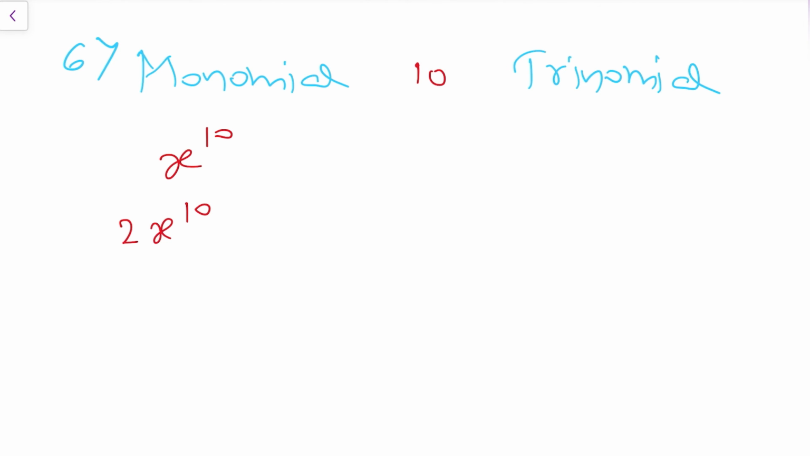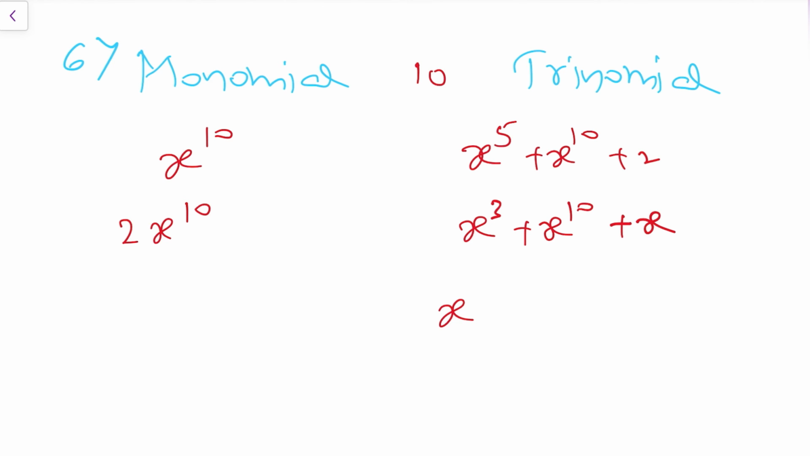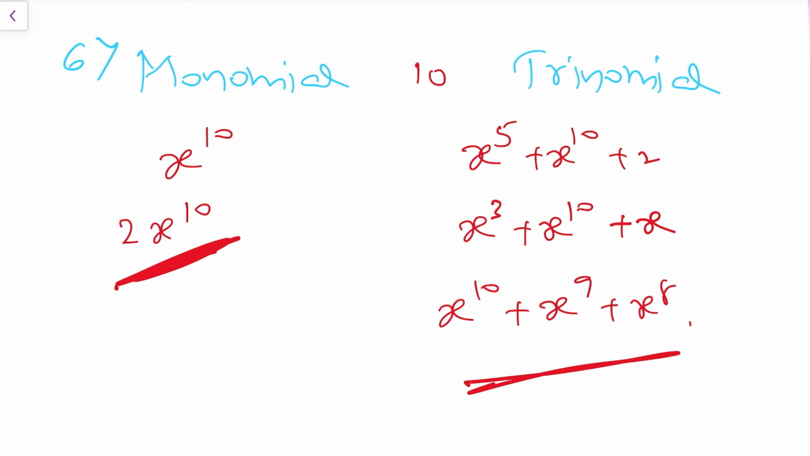Trinomial, 3 terms should be there: x power 5 plus x power 10 plus 2, x power 3 plus x power 10 plus x, otherwise x power 10 plus x power 9 plus x power 8. These are monomials with degree 10 and these are trinomials with degree 10.